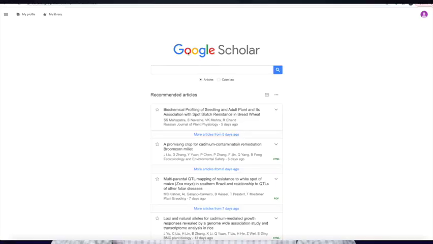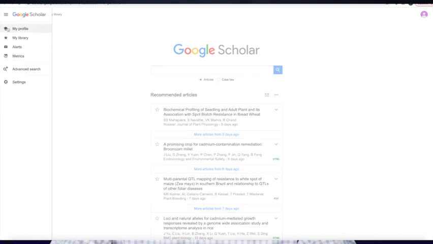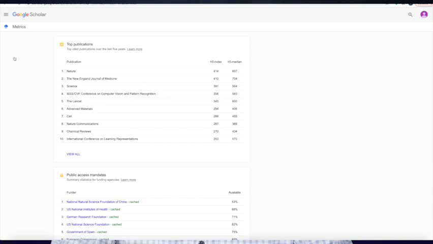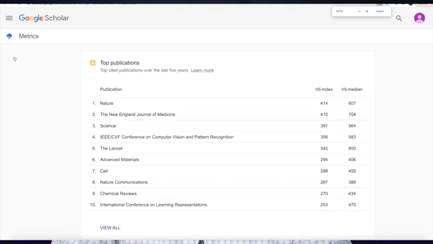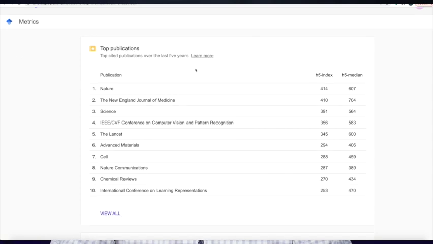The two other indices that I mentioned that are not on that list are the Google metrics. So I'll show you how to find those Google metrics and how they are defined. If you go here into Google Scholar, what you do is go to the left side and click the three lines and then go down to metrics. And that's going to show you the top cited publications over the last 5 years. And it just shows you the top 10.